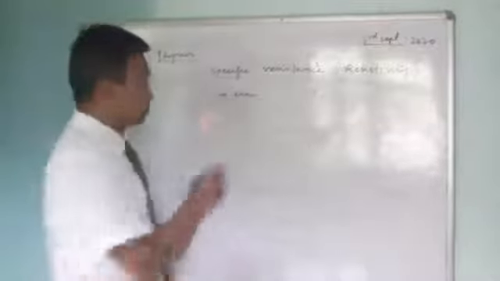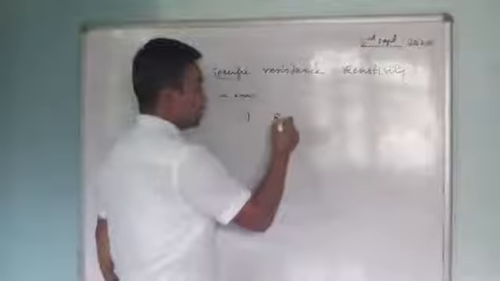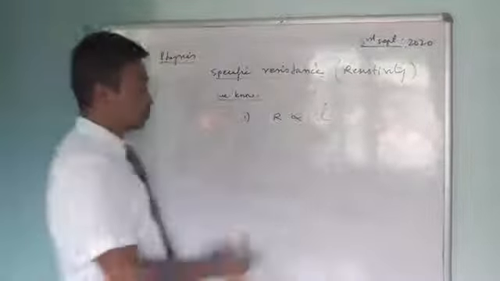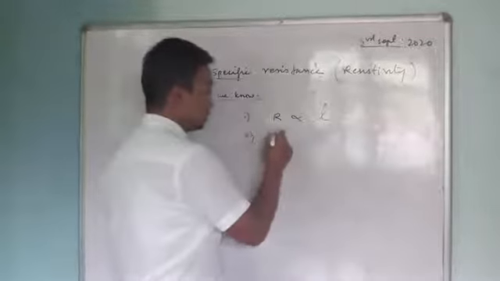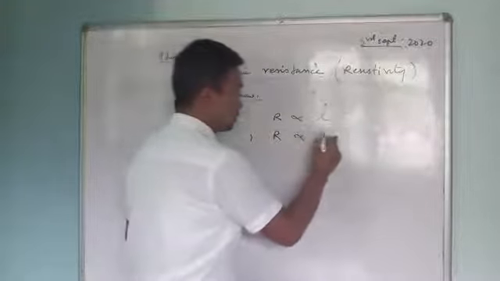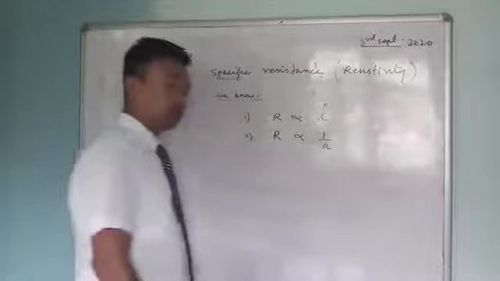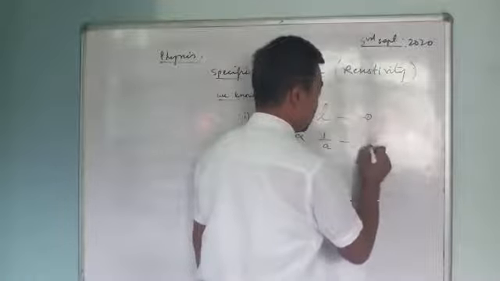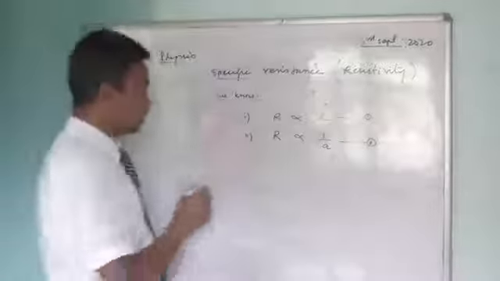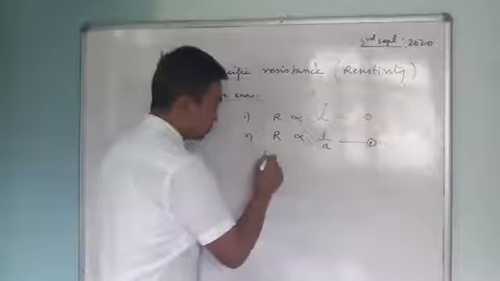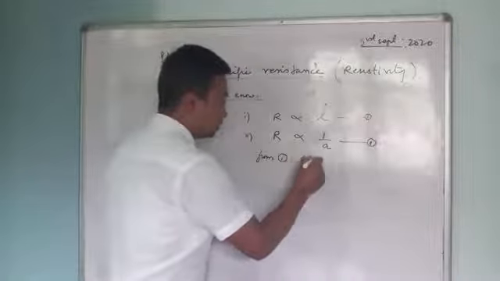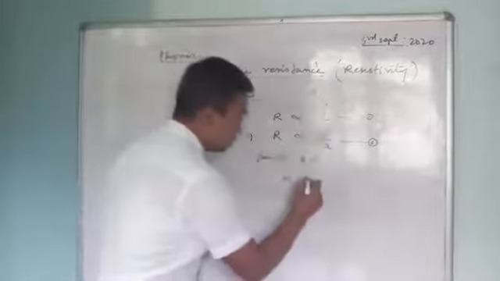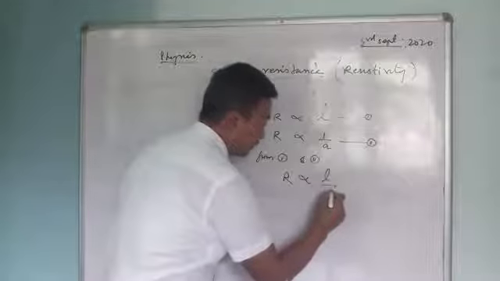was, number one, the resistance of a wire is directly proportional to the length of a wire or the conductor, and the second factor, the resistance was inversely proportional to the area of the cross section of a wire. Now if you combine these two, 1 and 2, we get that resistance is directly proportional to L by A.